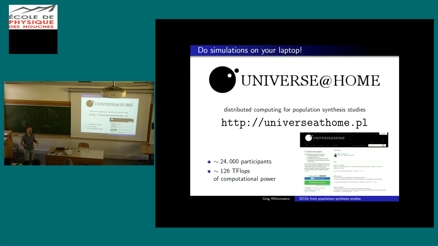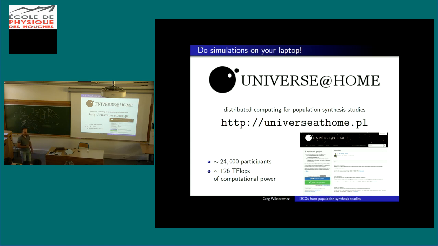Of course, your computer works, so it uses energy. So the price of your energy may rise, but maybe it's not as important as the satisfaction you have from being a part of a large computation and making a universe on your computer.